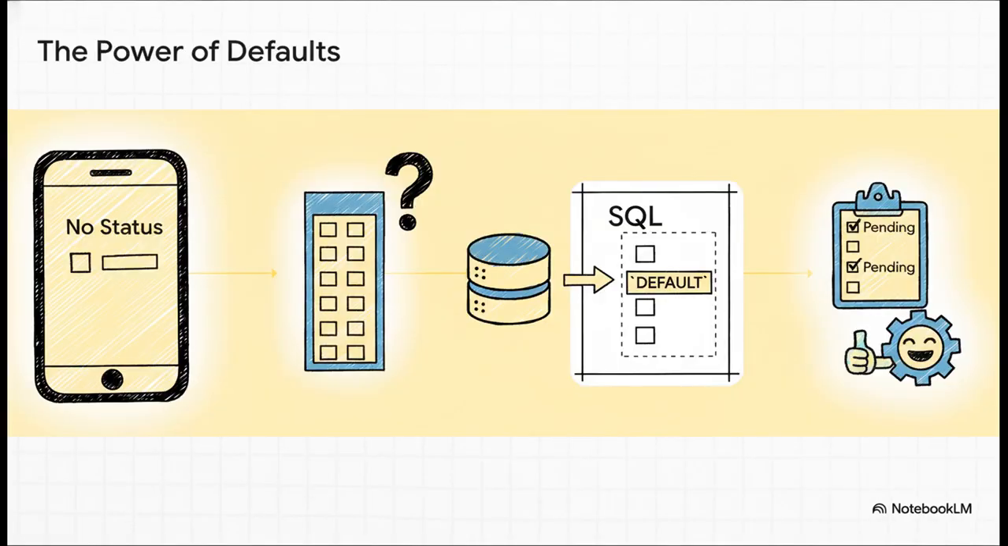This is the perfect before and after scenario. Imagine you're building a to-do list app. In step 1, someone adds a new task but forgets to set its status. Without a default value, that status is just empty, which is kind of useless. But if we go back and add default pending to our table's design, boom, the database automatically fills it in for us every single time. No more empty fields, no more confusion.